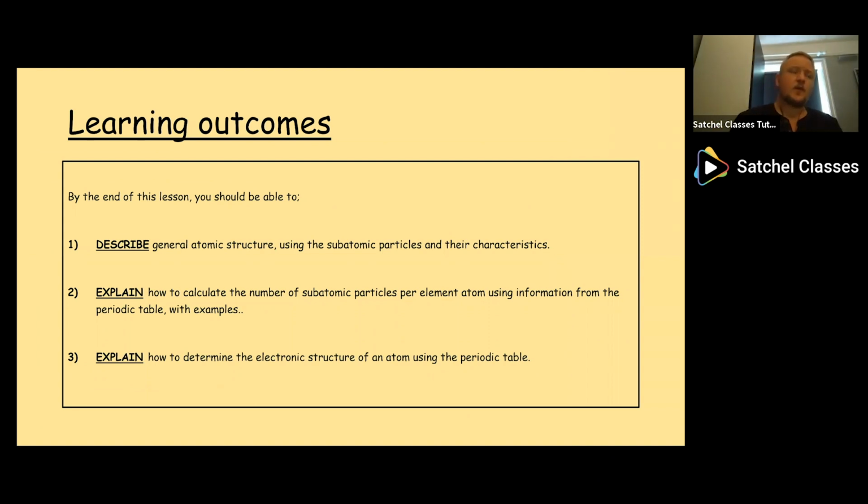So, what we're looking for, by the end of this lesson, you should be able to describe the general atomic structure using the subatomic particles and their characteristics. You should be able to explain how to calculate the number of subatomic particles per element using information from the periodic table with examples. And finally, you should be able to explain how to determine the electronic structure of an atom using the periodic table to a very simplified extent.